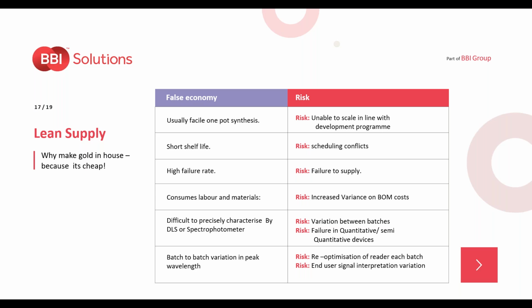You're going to find it very difficult to precisely characterize by DLS or spectrophotometer, so you're going to see variation between your batches. Now, when you're looking at lateral flow tests and at that color, the difference between red and purple is quite subtle, but that's quite different in performance, especially if you're trying to use readers. So you're going to see failure in your quantitative or semi-quantitative devices. And that batch-to-batch variation that I've alluded to will show itself in the peak wavelength, which means, depending on how you're using your reader, you may have to re-optimize for each batch of conjugate that you produce. And the end users, if they're looking at visual interpretation, could see a difference in performance.